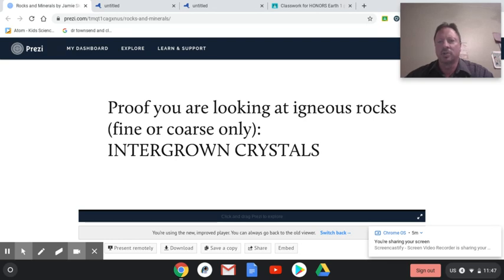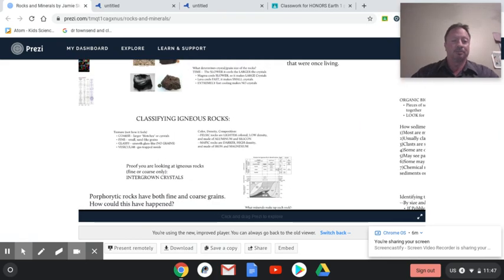Where you see it in quotes on the notes, proof you're looking at igneous rocks, fine or coarse only. You say you're looking at that one with the big blocks of color. You know it's an igneous rock. Prove it. What do you see? You see something called intergrown crystals. You can't say I see a coarse texture, because you can also use coarse to describe a metamorphic rock. So you're going to say I see intergrown crystals. Very important, not for now, but at a later date when we start talking about the lab practical.